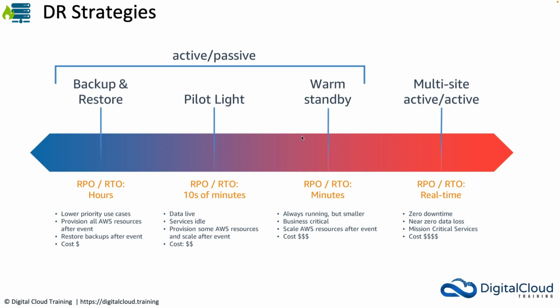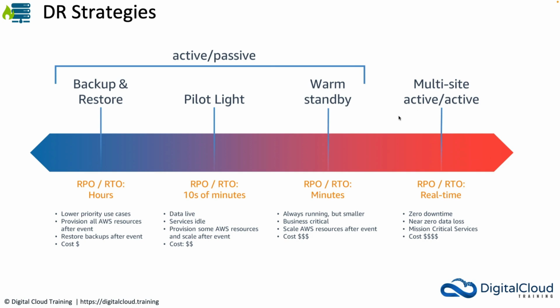After Pilot Light, you've got warm standby. Here, everything is always running, but with a smaller footprint, so not too many systems, but each application component is running. So this is good for business critical. You do still need to scale after an event happens, so there can be a bit of a delay while your systems scale up to the capacity you might need.